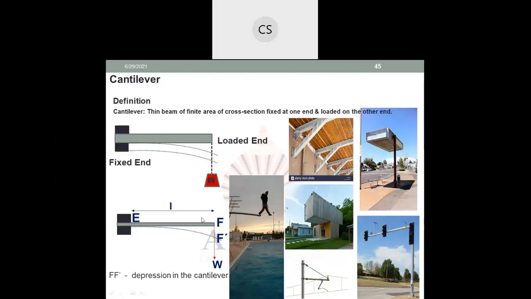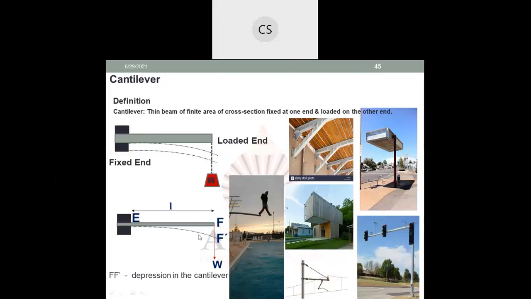Before going to the next, any doubt at this point? Okay, no doubt. The cantilever is clear, right?